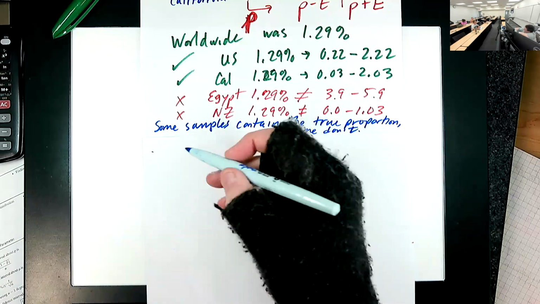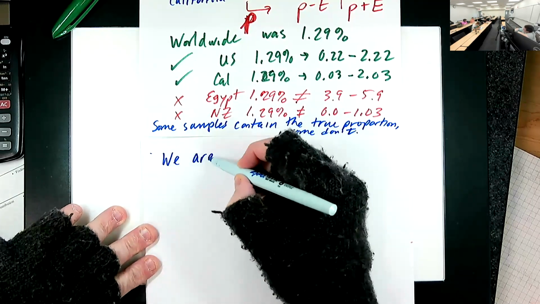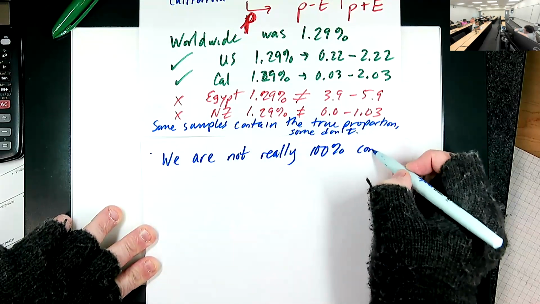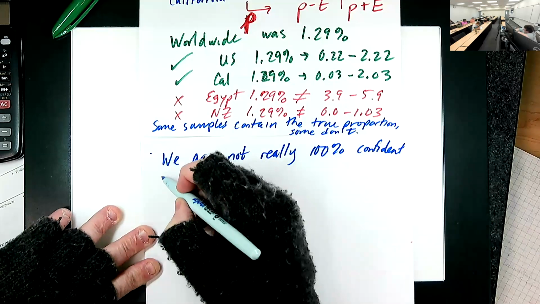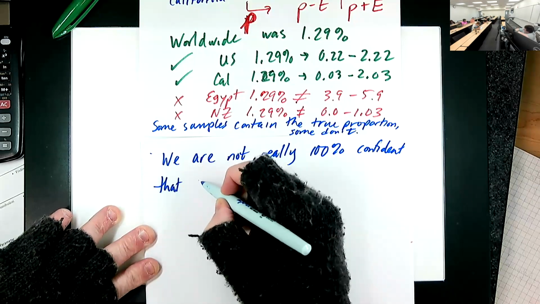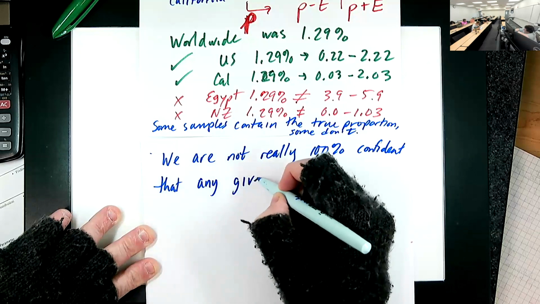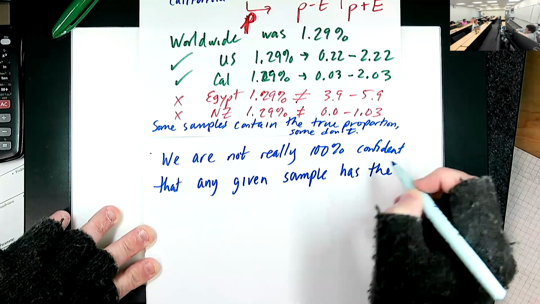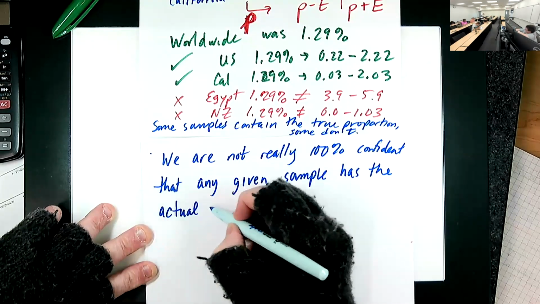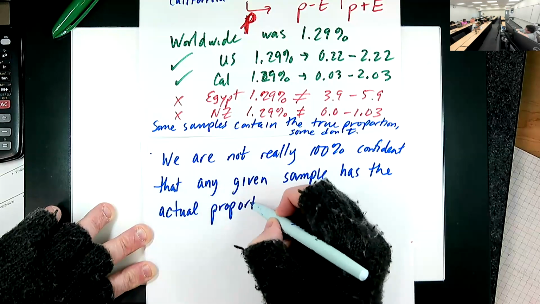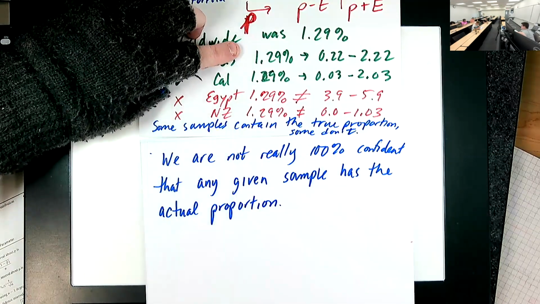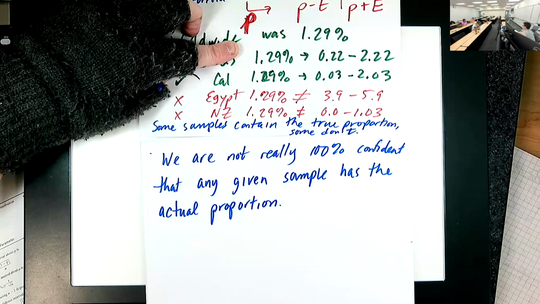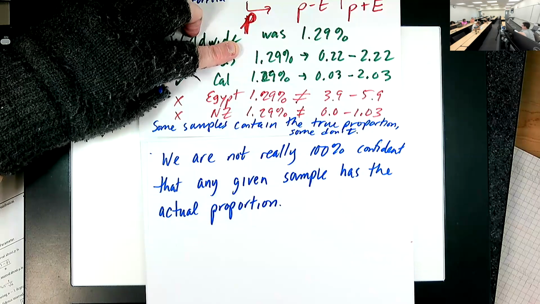We are not 100% confident that any given sample has the actual proportion. Ignore that COVID scenario. Here, we were able to know the actual proportion because we have the worldwide data, because we track that worldwide. Generally, we don't have it, so you don't know.